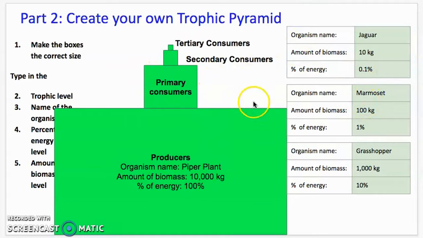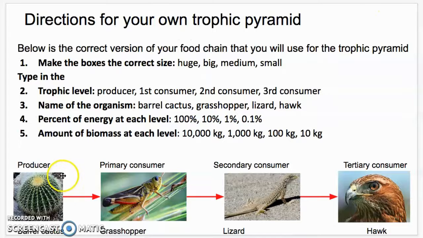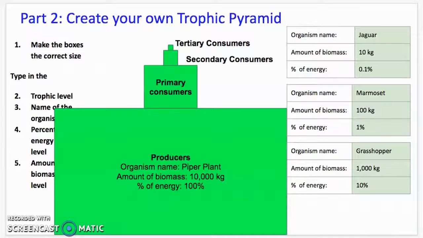So this is what your trophic pyramid will look like when you're done. The main difference is that instead of having the piper plant, the grasshopper, the marmoset, and the jaguar, you're going to be using the desert ecosystem. So the barrel cactus, the grasshopper, the lizard, and the hawk for your own ecosystem pyramid.